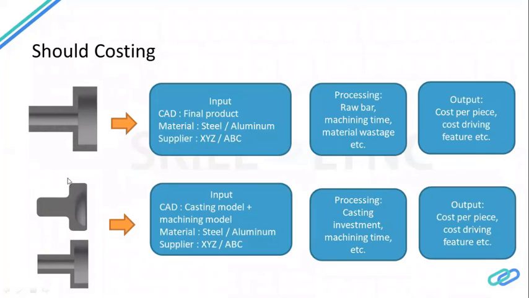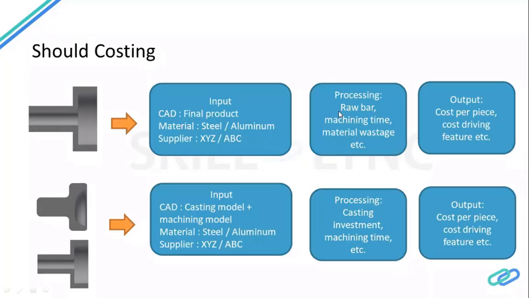We will take the same example as earlier. If you have a bar machining as your part, you give the final product's CAD model as input to the software. Then you specify the material of that part, let's say steel or maybe aluminum, and then you mention who the supplier is, it could be XYZ supplier or ABC supplier. Then the software does all the processing.